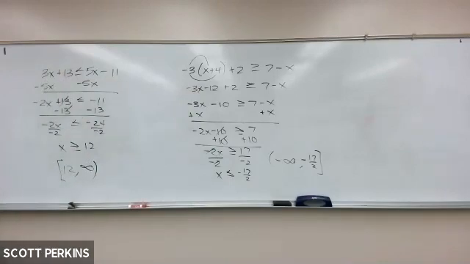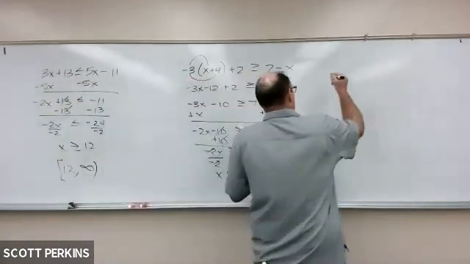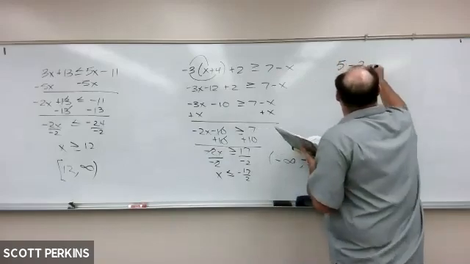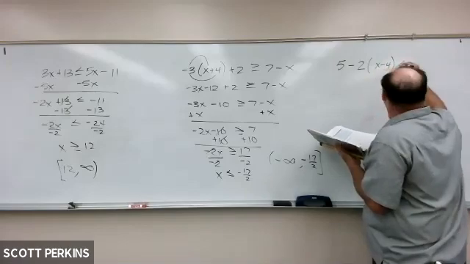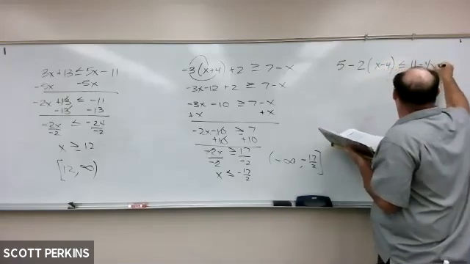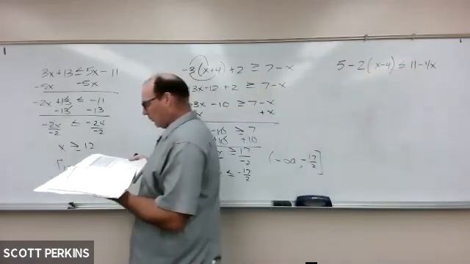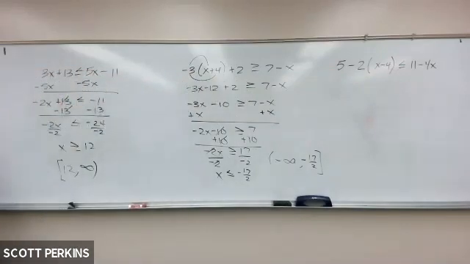Here's our last problem from this section, and then we're going to begin section 2.1. So the last problem is this: 5 minus 2 times (x minus 4) is less than or equal to 11 minus 4x. Solve that. Write your answer in interval notation, please.